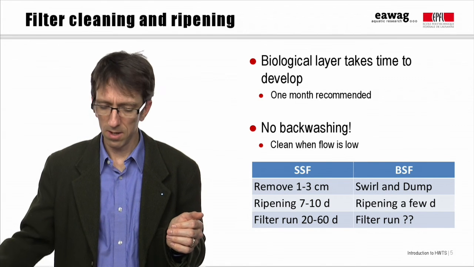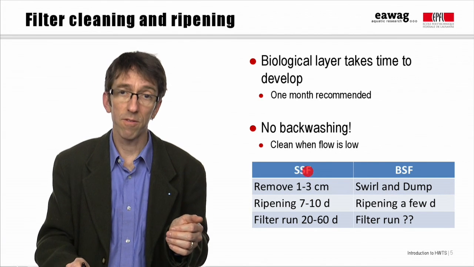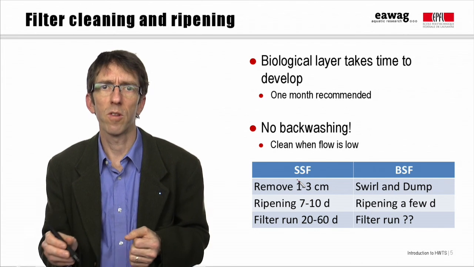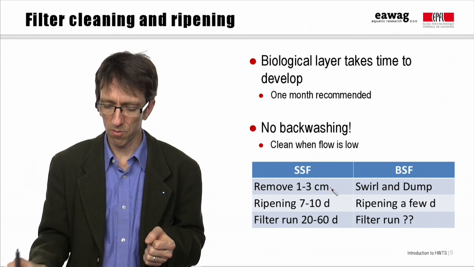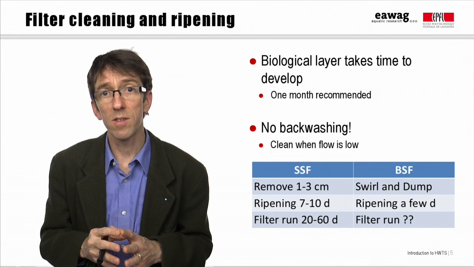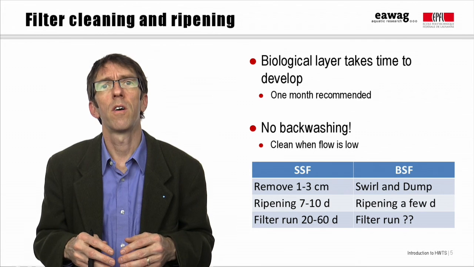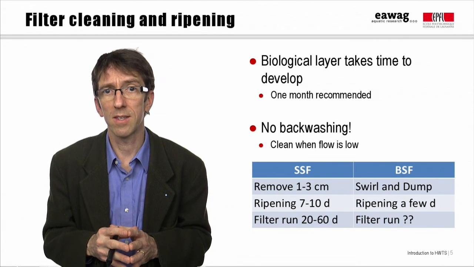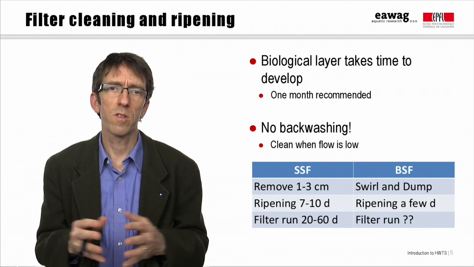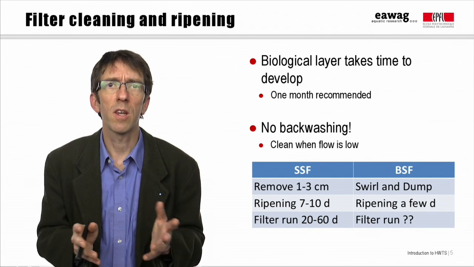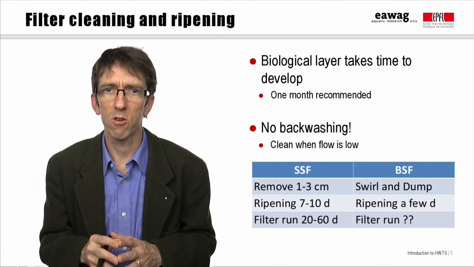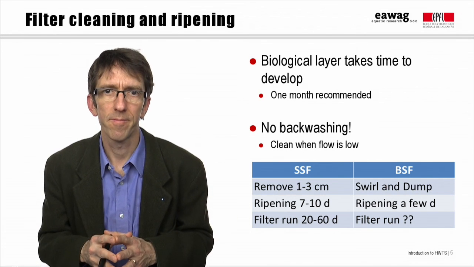What's done instead is, in a conventional slow sand filter, the top layer is scraped off and stored for later use, usually about 1 to 3 centimeters. Because this includes a lot of the Schmutzdecke, there's an additional ripening period needed of about 7 to 10 days. And in a typical slow sand filter, this type of cleaning is done every 20 to 60 days, depending on the water characteristics and the flow rates.